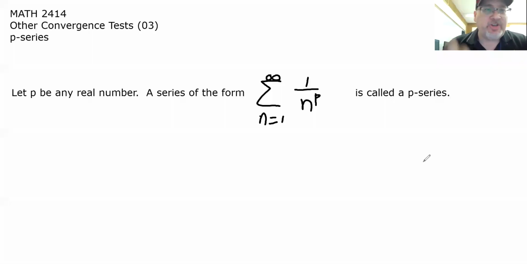Math 2414, Other Convergence Tests, Video 3, P-Series. This is actually a consequence of the integral test, as we're going to see in a moment. But first, let's define what we mean by p-series.